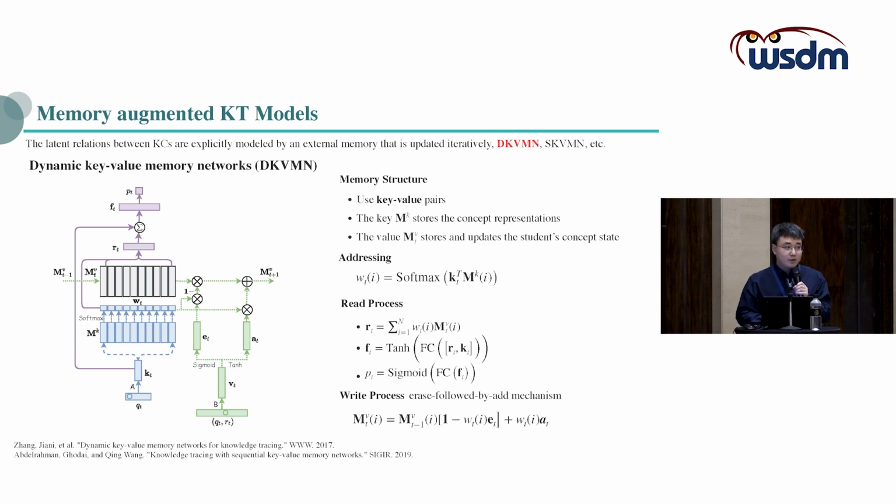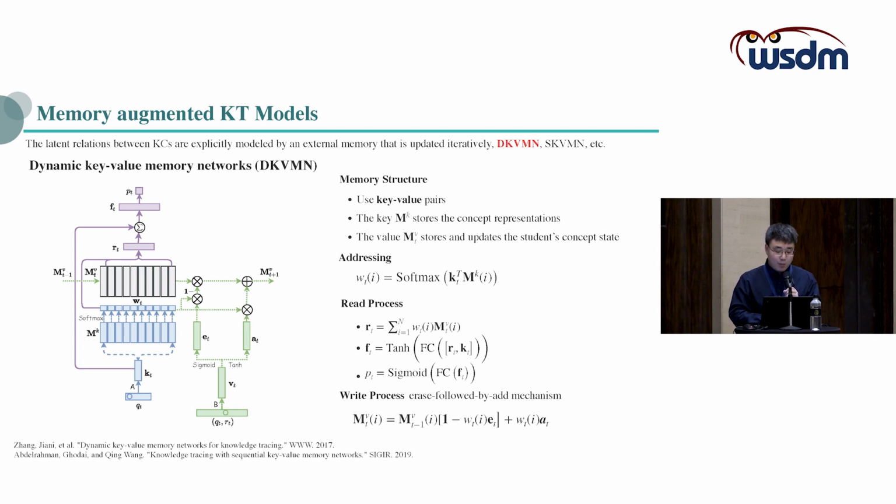For input KT, the first step is addressing. It's very simple. We take the product with the MK and then use a softmax function to get the probability distribution. And then we use the read process to make the prediction. Basically, this is the weighted sum of the MV, weighted by the addressing, so we can get the RT. Then we concat the RT with the KT and use a fully connected layer to get the FT. And another fully connected layer gives the final probability.